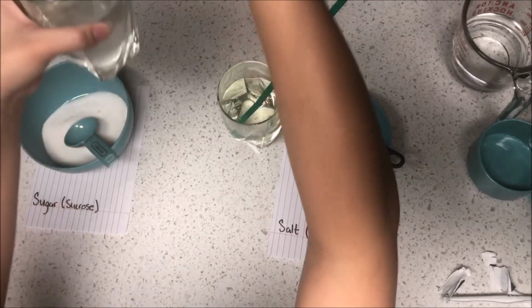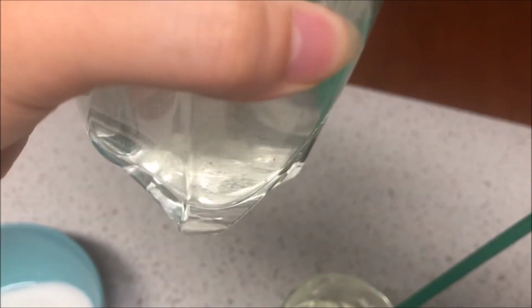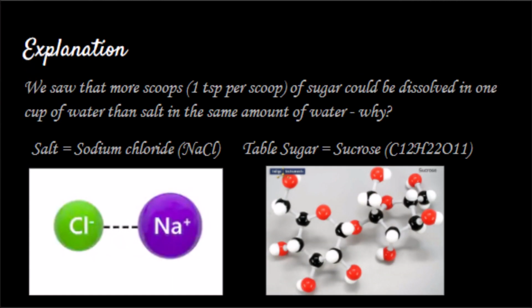All right, and I think that's as much sugar as we can put in there. See, there's still little granules of sugar at the bottom of the cup. All right. So we saw in our first experiment that more scoops of sugar could be dissolved in 1 cup of water than scoops of salt in the same amount of water. This means that sugar is more soluble than salt.